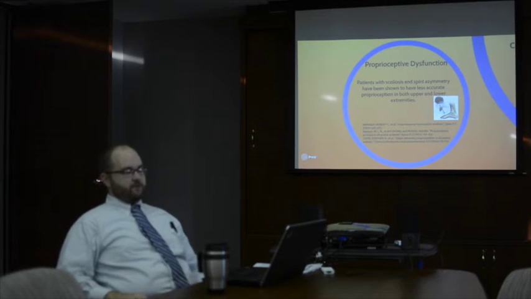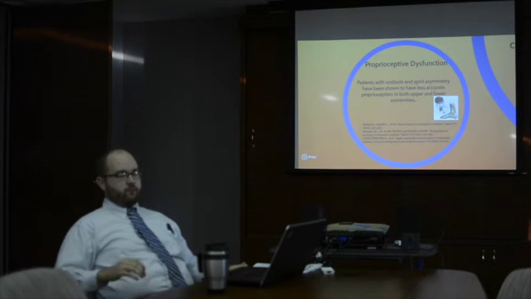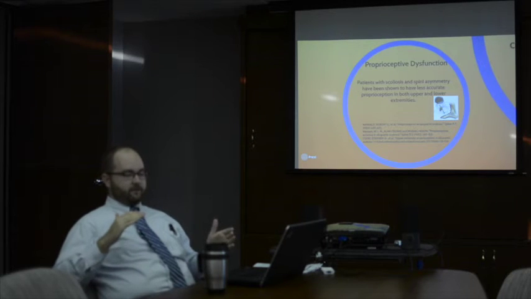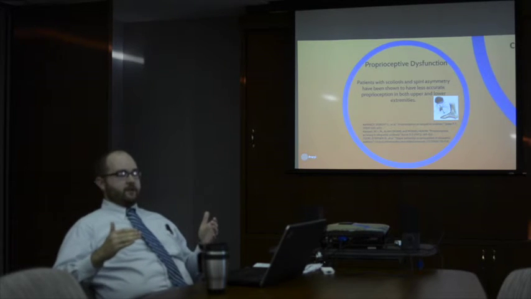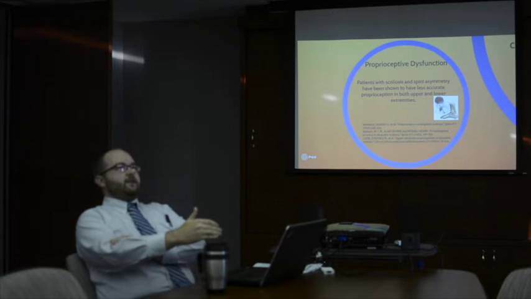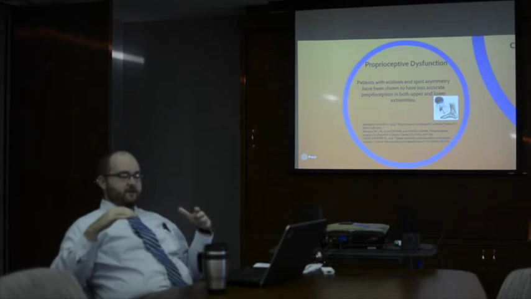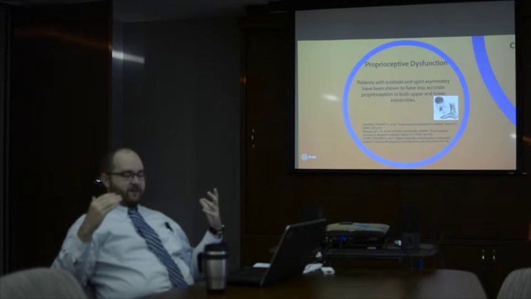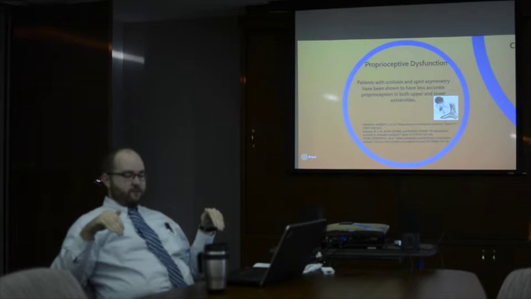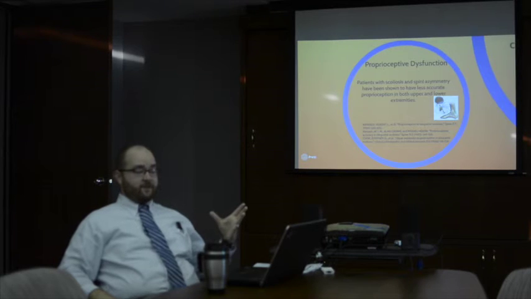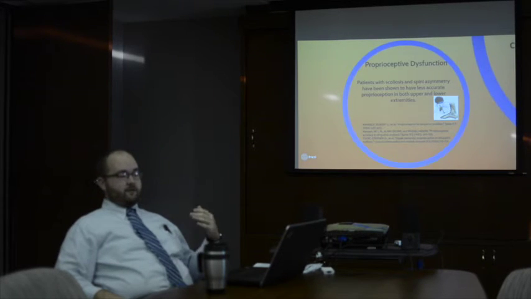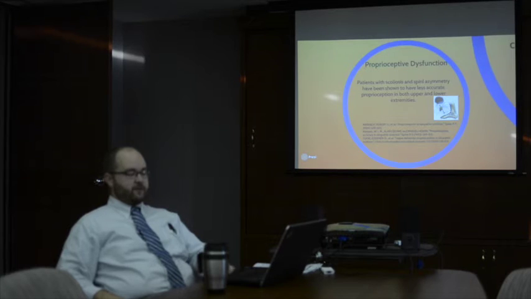Proprioceptive dysfunction. So researchers have measured the proprioceptive accuracy of patients, meaning they'll bend somebody's wrist or elbow or knee and determine if the patient can distinguish between just a few degrees of flexion or extension. And they found that people with scoliosis have not as accurate proprioception both in the upper and the lower extremities.